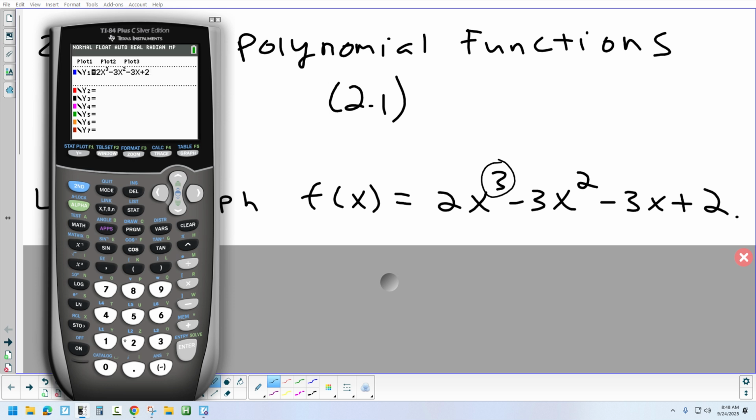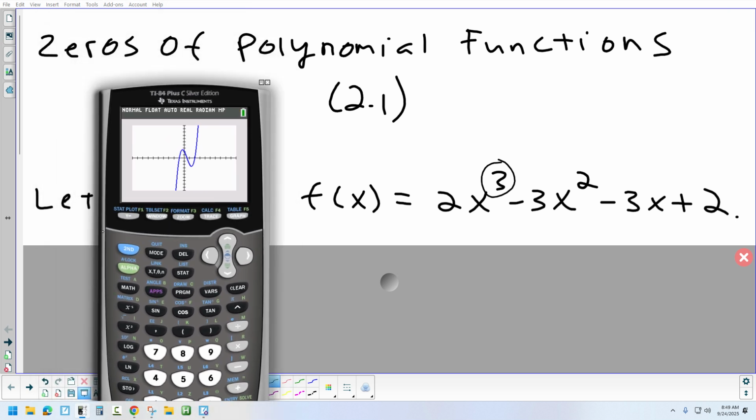Now, when I hit graph, is this one going to be a parabola? No. To be a parabola, it wouldn't be able to have that exponent of 3. The highest exponent a parabola can have is a 2. This has a 3, which means it might have a little bit more going on than just a parabola. So I'm going to do zoom 6. And that's a good window. Let's take a look at that.